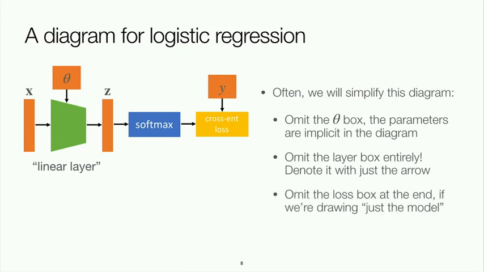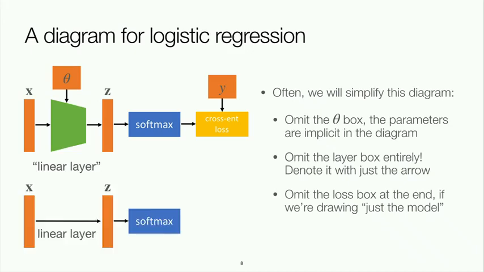And then, forget about this loss box at the end. If we're drawing just the model, quote unquote, right, and we don't actually care in the diagram about what the training procedure looks like, then I can just end at this particular softmax that defines my whole model from input to prediction, right? So then a simplified model might look something like this, where I just draw x, arrow, z, that denotes a linear layer, and then I pass that into a softmax. Okay, this is the simplified drawing that we're going to stick with, just so that I don't have to draw so many boxes and confuse everybody.